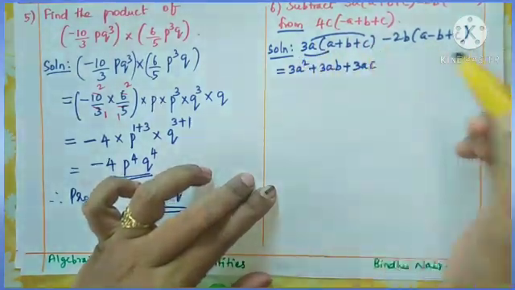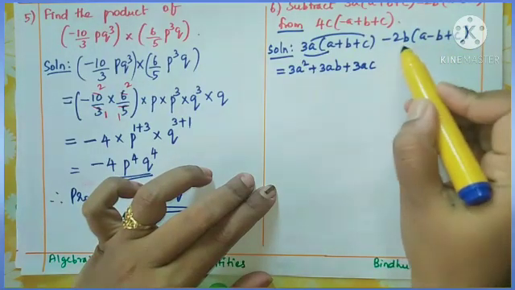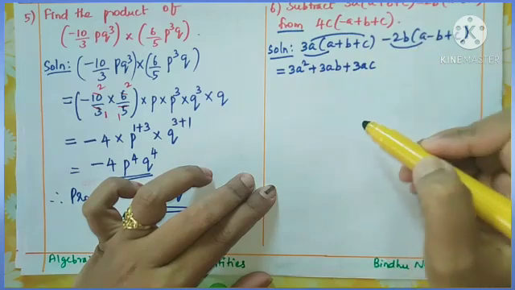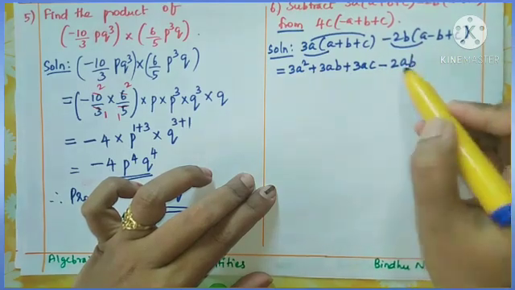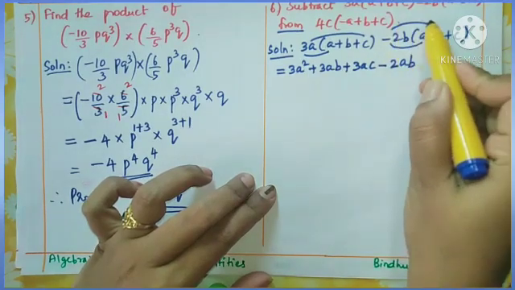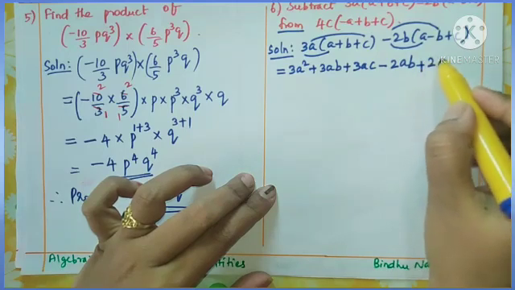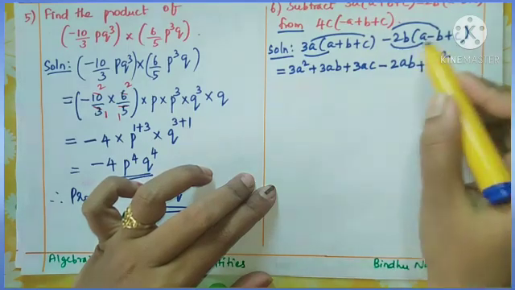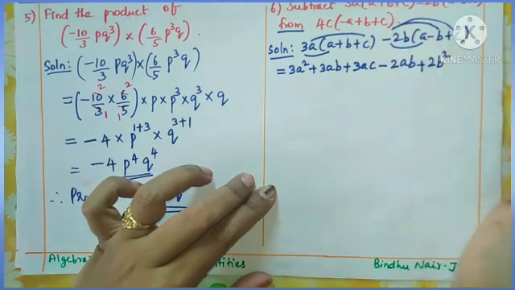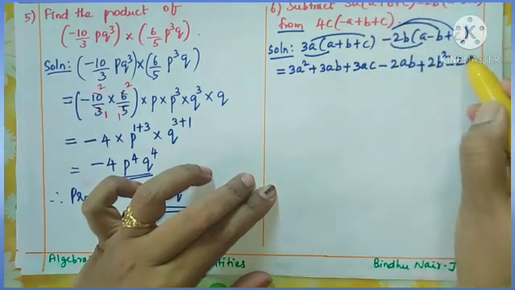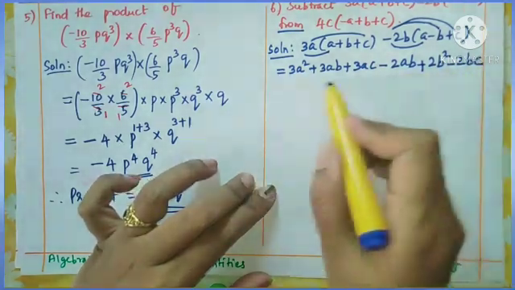So this is over. Now we need to multiply this minus 2b into these three terms. First minus 2b into a, that is minus 2ab, or ba you can write. Then minus 2b into minus b. Minus into minus becomes plus 2b square, b into b is b square. Then again minus 2b into this last one, c, that is minus 2bc. So this first expression is simplified.